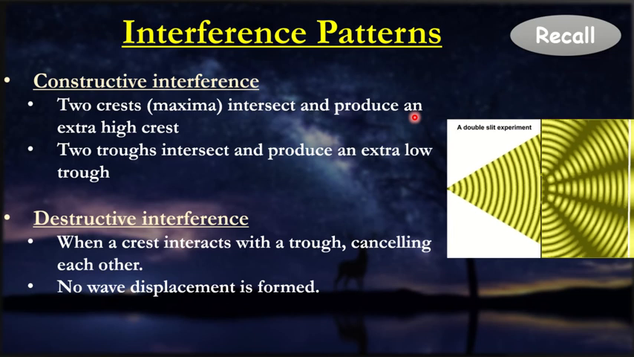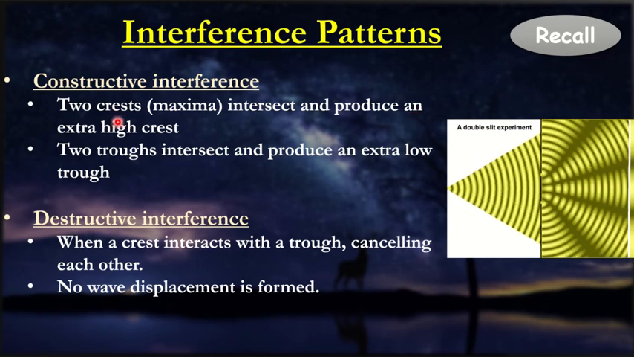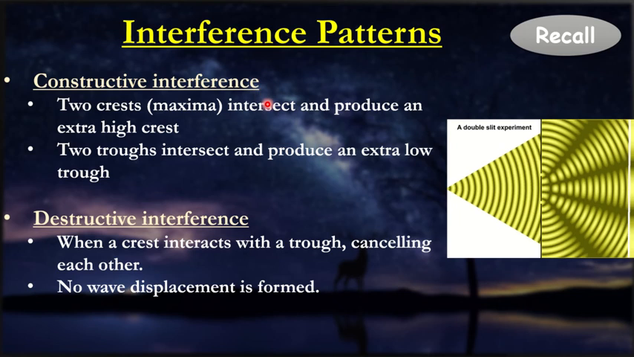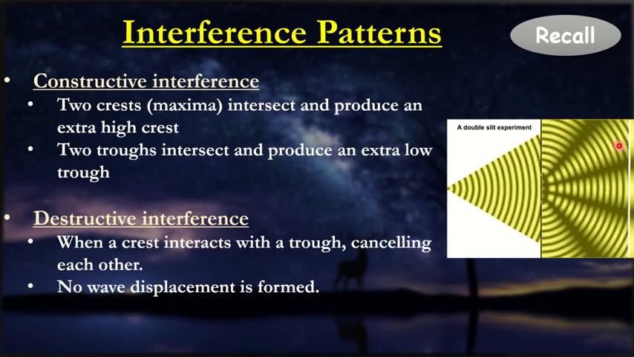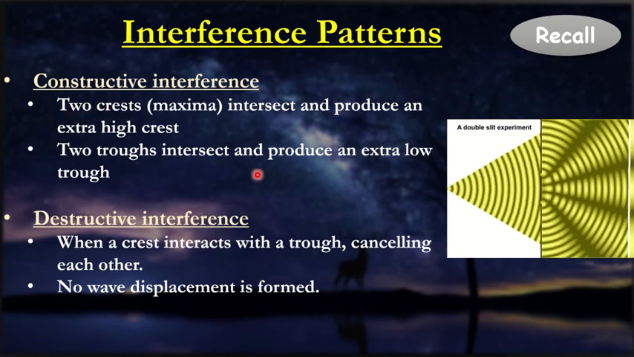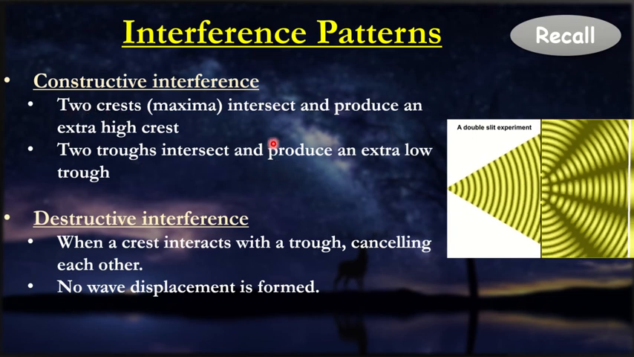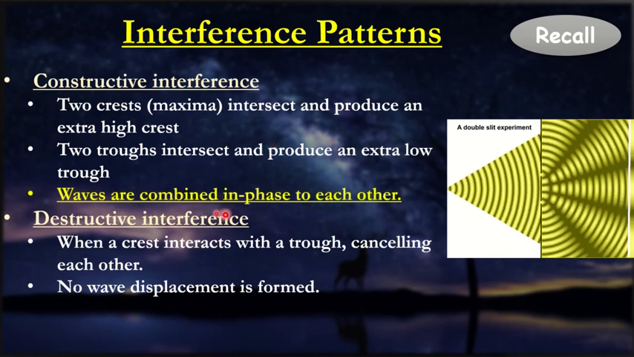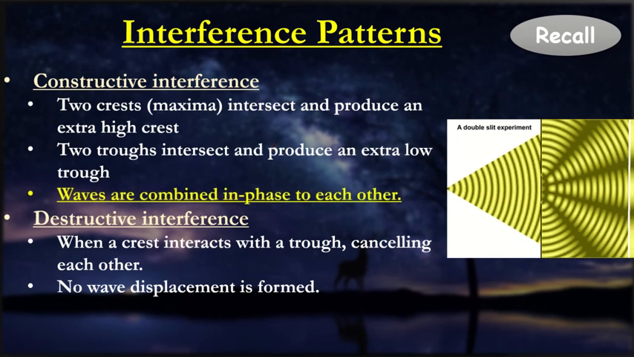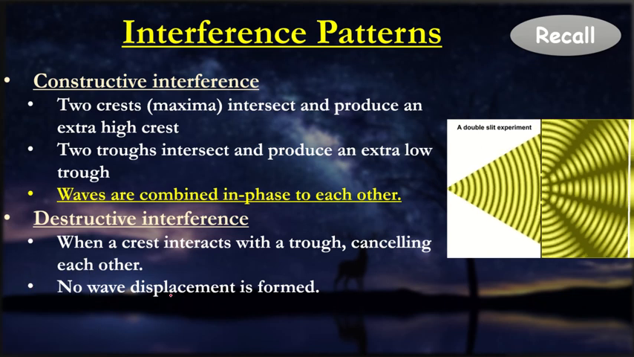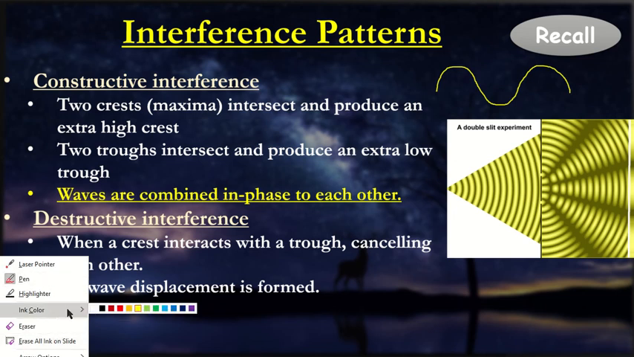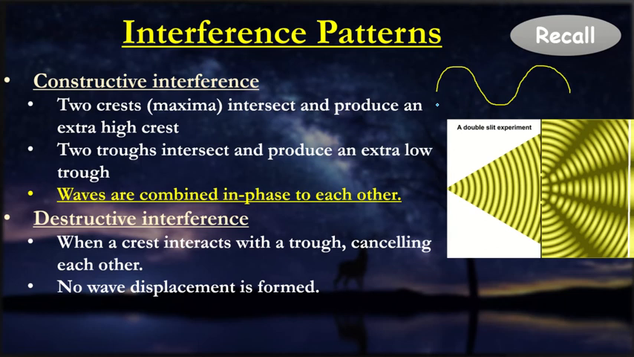So let's just quickly recap what the interference patterns look like. Remember, constructive interference is where you see all these bright spots. That's where two crests come together, and where two troughs come together. In terms of physics, we call these waves combining in phase with each other. So they are coming at the exact same shape as each other, at the same time. Okay, so exactly the same two waves coming together.